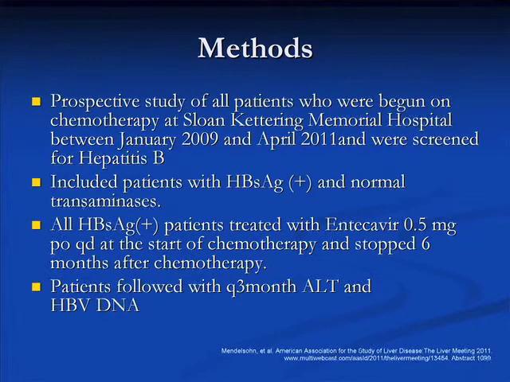So this was a prospective study of all patients who were begun on chemotherapy at the Sloan Kettering Memorial Hospital in New York between January 2009 and April 2011, and were screened for hepatitis B. So they didn't really look at the percentage who were screened, they just looked at the patients who were screened. So we could presume that they probably had about a similar amount of screening as they had at MD Anderson, which would be less than 20%. But having said that, these were the patients who were screened for hepatitis B. They included patients who were hepatitis B surface antigen positive with normal transaminases. If they had abnormal transaminases, I believe they were always treated with entecavir.